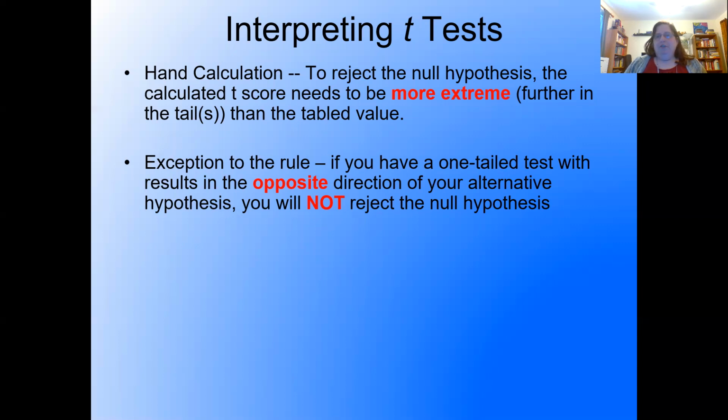So what's the exception to this rule? Now that we all have the rule straight, what's the exception? If you have a one-tailed test with results in the opposite direction of your alternative hypothesis, you will not reject the null. So in other words, if it says that this mean will be higher than that mean, and it turns out to be not true, that really it was the other way around, it said A would be higher than B and B was higher than A, you won't reject the null, regardless of how far away you are from the center.